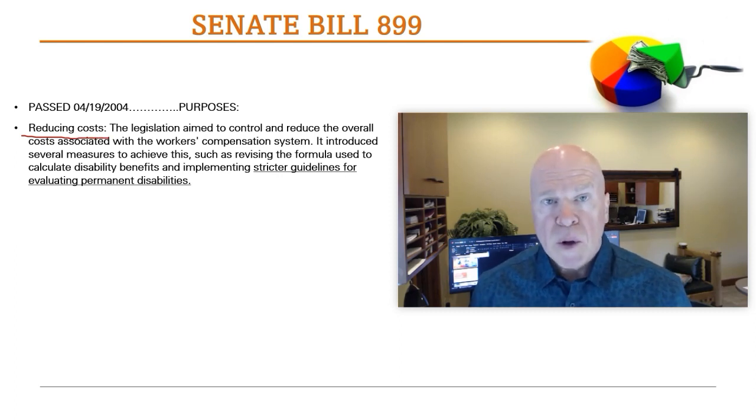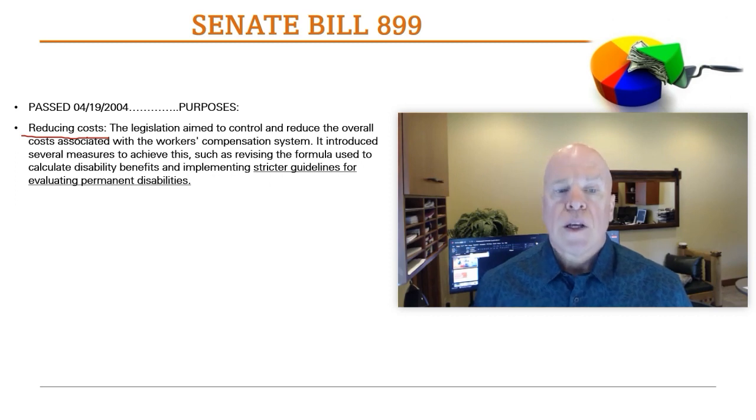So Senate Bill 899 attempted to address skyrocketing costs in several ways, and let's go over those so that we can see how these goals of Senate Bill 899 bring us to the philosophy of our apportionment determinations today. So goal number one of this Senate bill was to reduce costs.